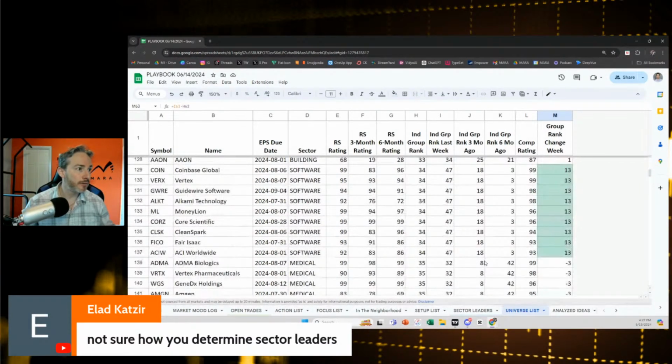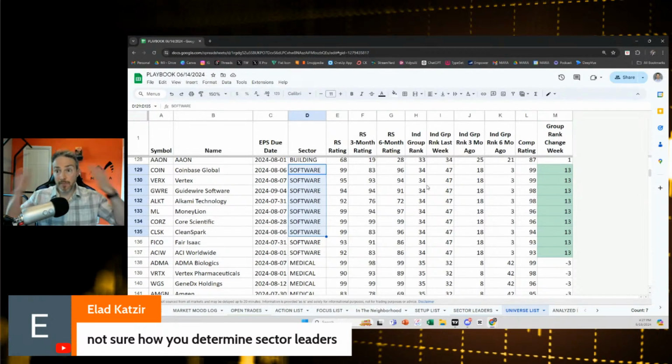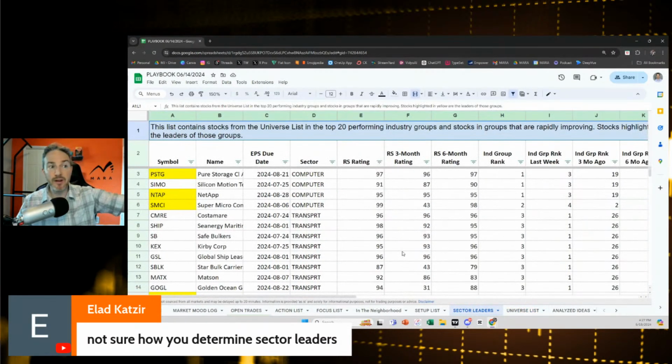let's see if we could scroll down here a little bit. All right, so like this group in here, the software group, jumped 13 spots from last week to this week. So in my mind, that's something that I want to pay attention to. It doesn't mean that these stocks are necessarily setting up or ready to buy or anything like that, but it's something that I at least want to start paying attention to. So I'll take all the stocks like that and I'll put them on the special sector leaders list.